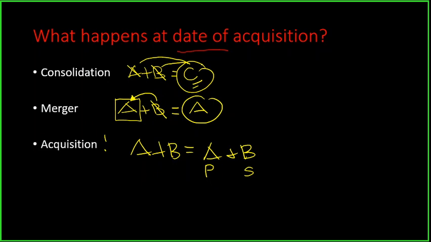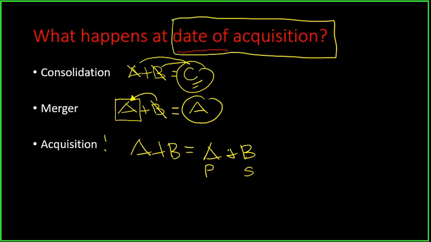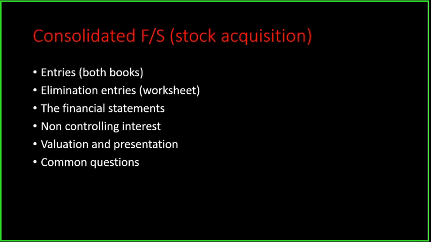But then at the date of acquisition, if they decided to report as one economic entity, then they have to combine their financial statements. The process of combining the financial statements of the parent and the subsidiary is known as the consolidation of financial statements. The focus of our discussion now will be the consolidation of financial statements at the date of acquisition. So we'll just focus on stock acquisition, because that's the only one where there is a parent and subsidiary relationship. For mergers and consolidation, the acquiree will be dissolved.